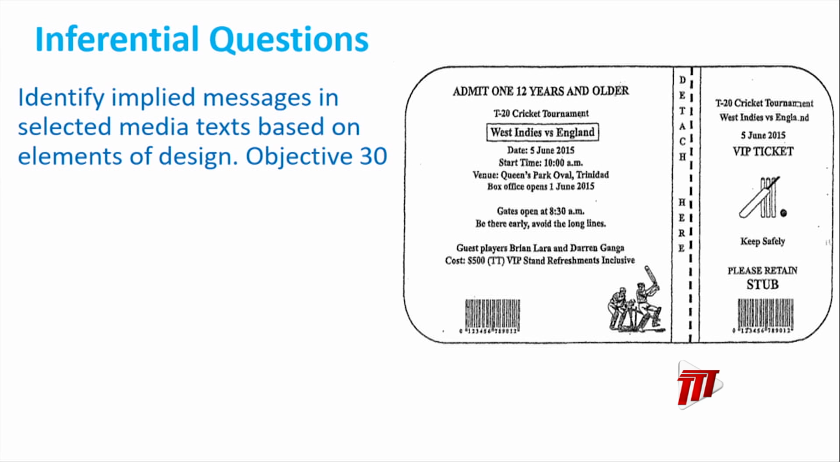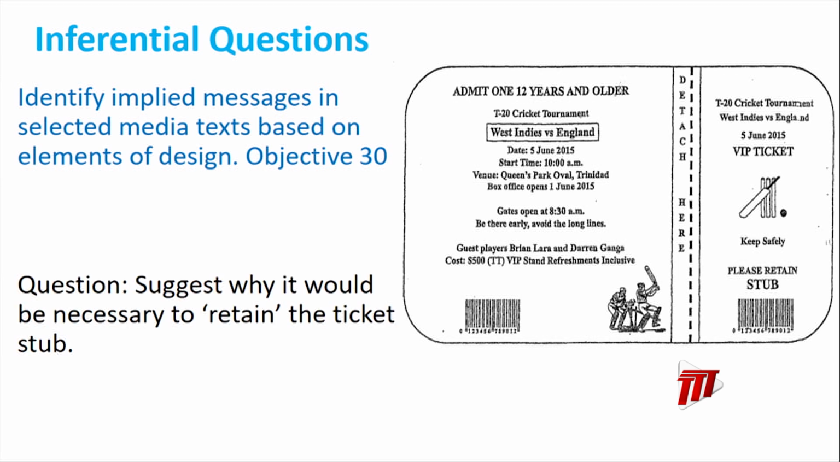The objective that we are going to consider first would be objective 30. Identify implied messages in selected media text based on the elements of design. Again, our objective as contained in our assessment framework for 2019 to 2023 is identify implied messages in selected media text based on the elements of design. So with this objective, we are asked to identify messages that are implied or that are hidden in the text based on the elements of design used to create the text. A question based on this objective would be, suggest why it would be necessary to retain the ticket stub.